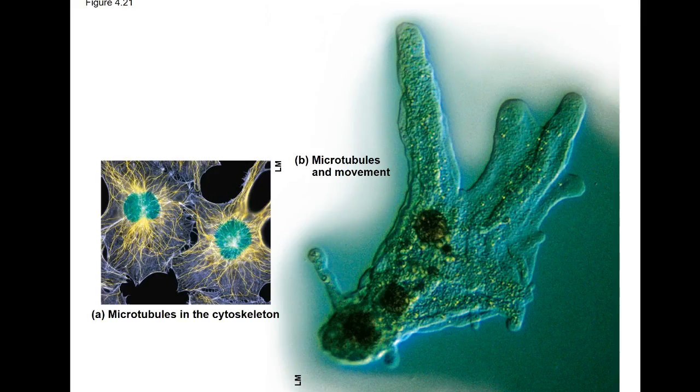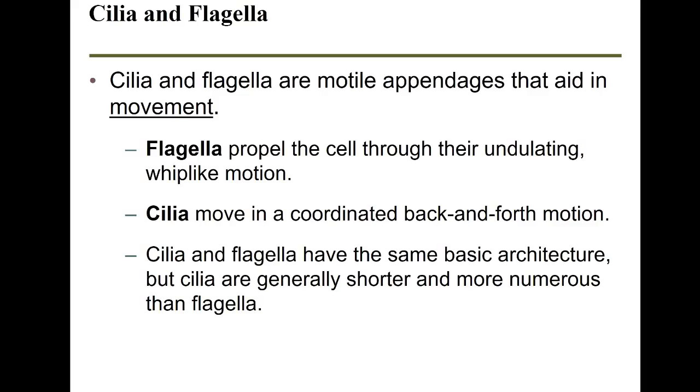Here's some pictures. So you can see these are kind of thin hollow tubes that are trying to support the cell and help it maintain its shape. All right, and we saw a video on how it helps the cell move. Now we're moving into two additional vocabulary terms we want to understand: cilia and flagella.